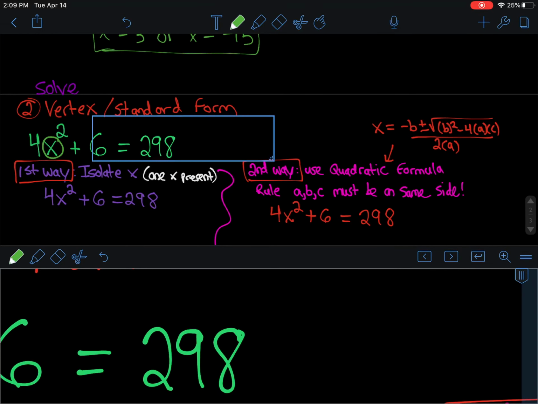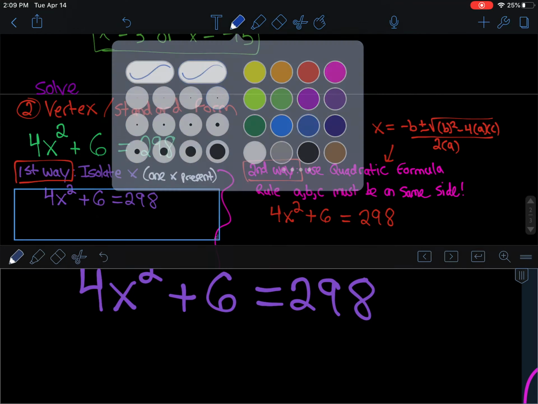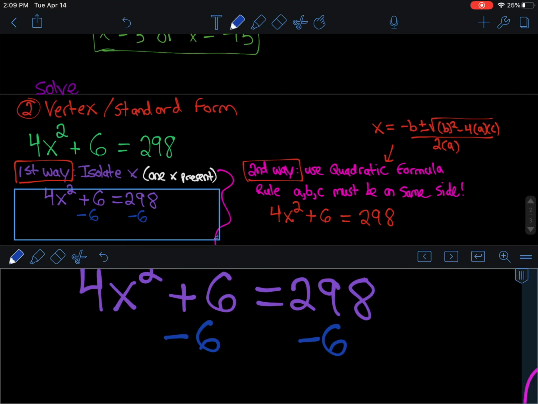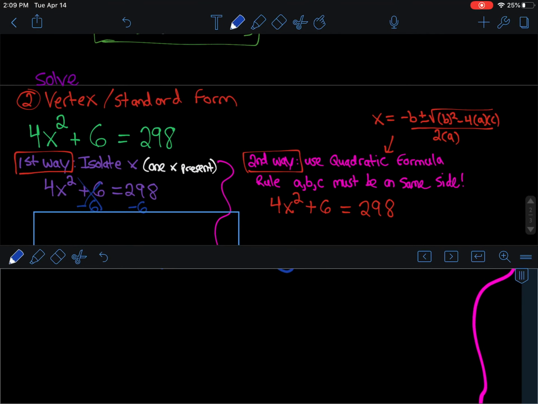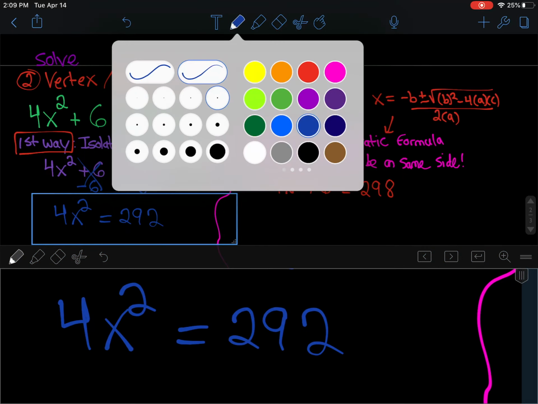In order to do that, if you are going to solve it, just to be clear, you subtract 6 on both sides. Again, get rid of what's not attached to the x right away. So it'll be 4x squared equals 292. Now, do not take the square root of both sides.